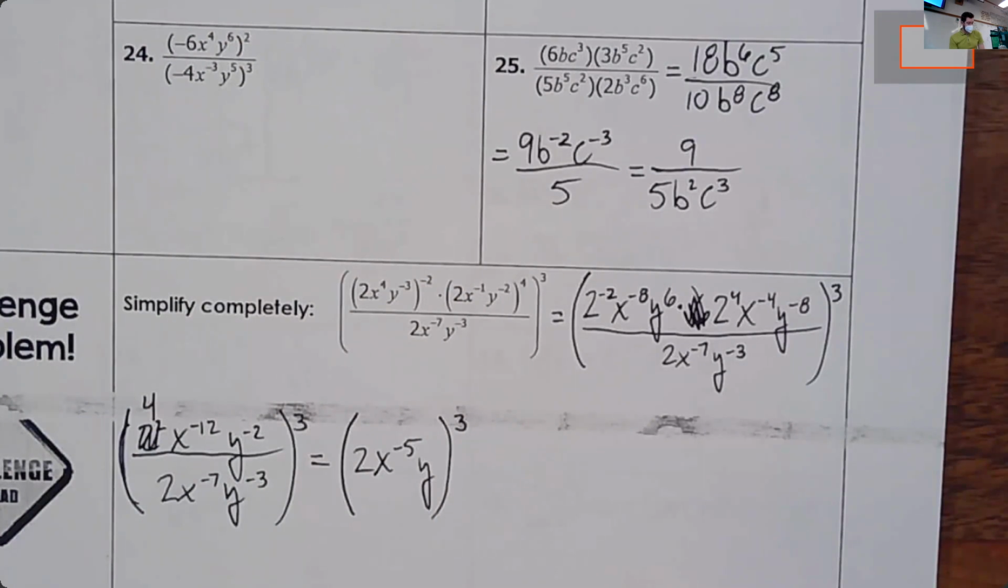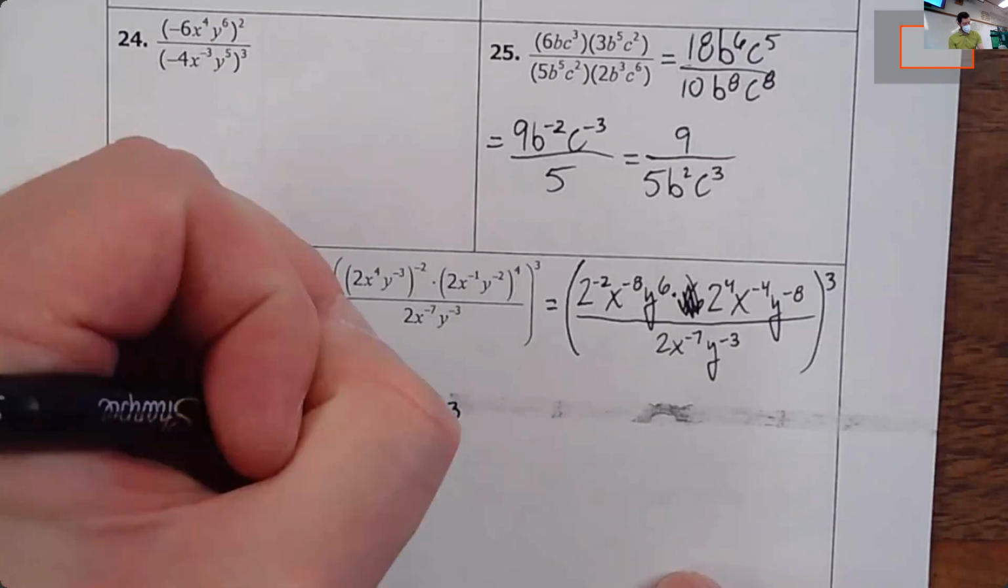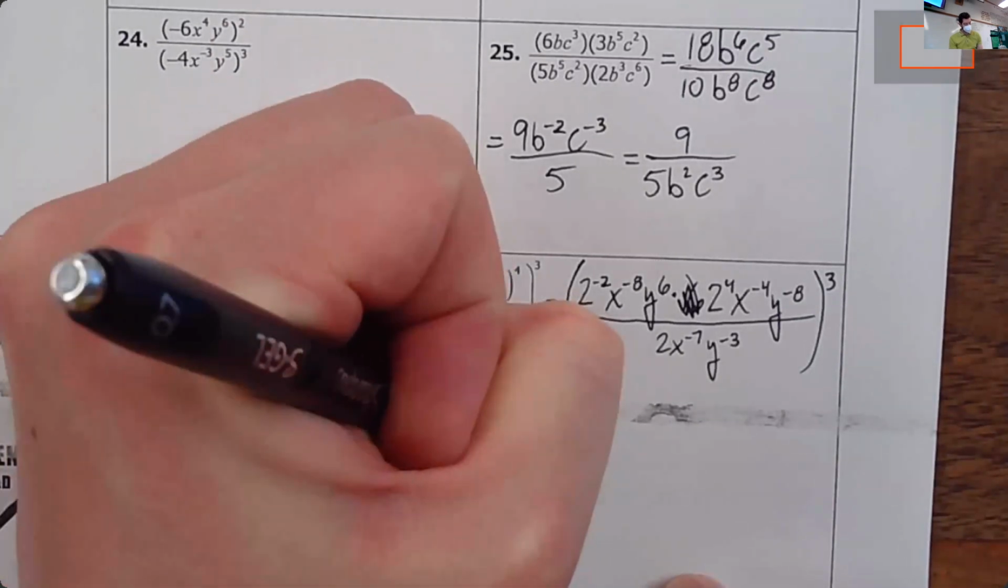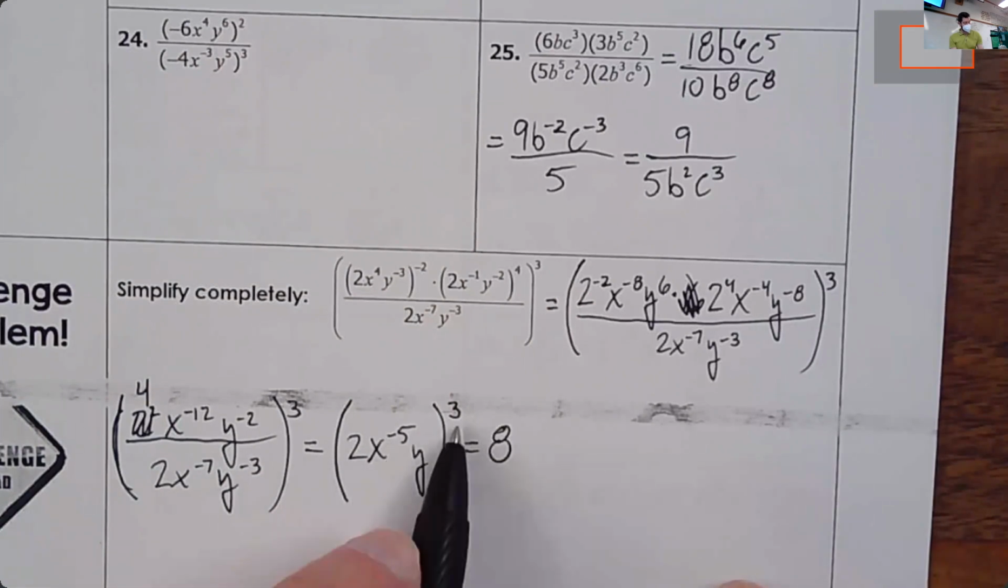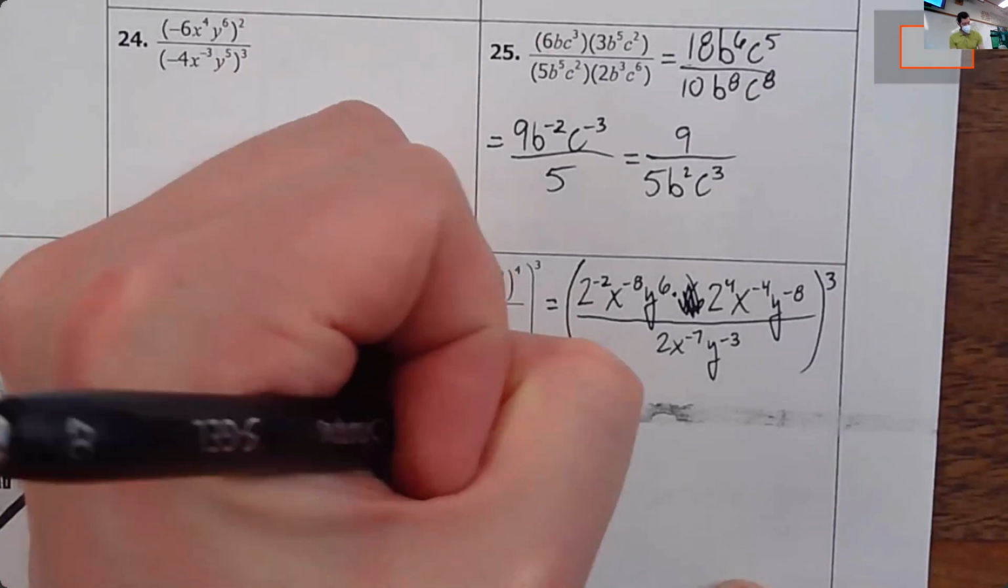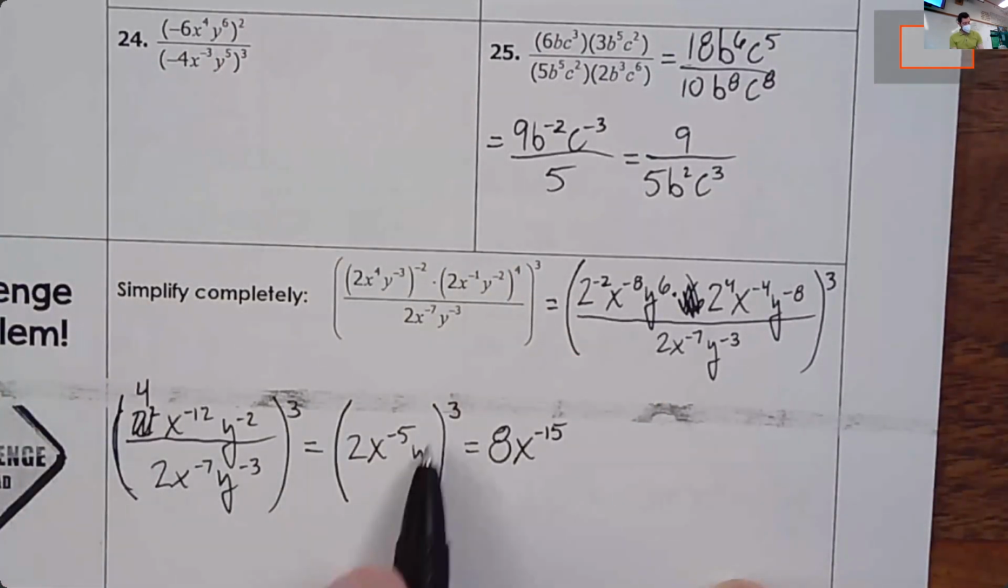All right, so the last thing, or actually there's 2 more things we should do. At this point, we don't need to move this x to the bottom yet as a denominator. We can apply the 3 now, since everything is nice and simplified on the inside. So that would be 2 to the 3rd power. 2 times 2 times 2 is 8. And then multiply the exponents. X to the negative 5th times 3 is negative 15. So x to the negative 15th. And then y to the 3rd power.